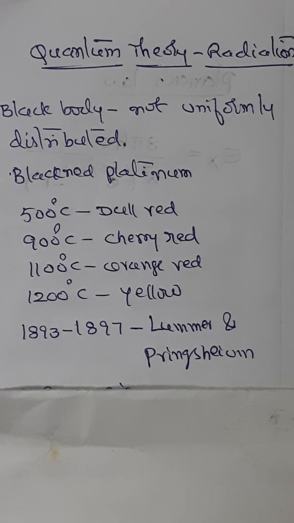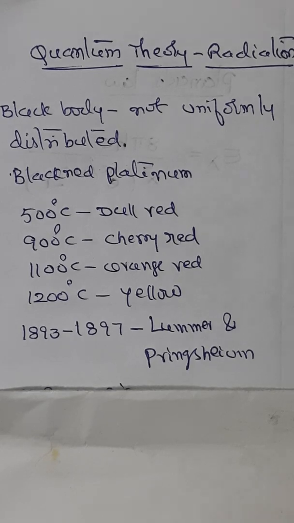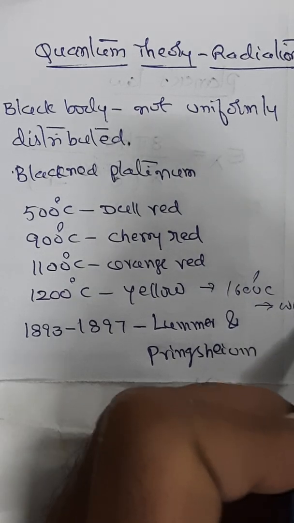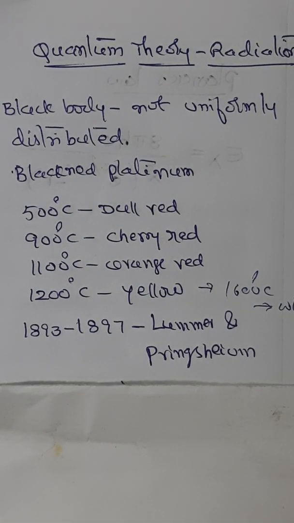Experimentally, it has been observed that when a blackened platinum wire is electrically heated, it becomes dull red at about 500 degrees centigrade, cherry red at about 900 degrees centigrade, orange red at 1100 degrees centigrade, yellow at 1200 degrees centigrade, and finally at 1600 degrees centigrade it becomes white. Interestingly, this showed that as the temperature rises, the radiation emitted contains more and more of shorter wavelengths.